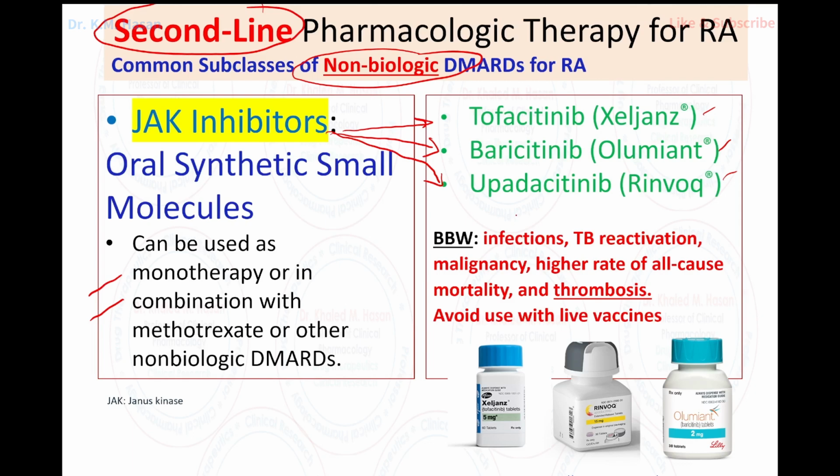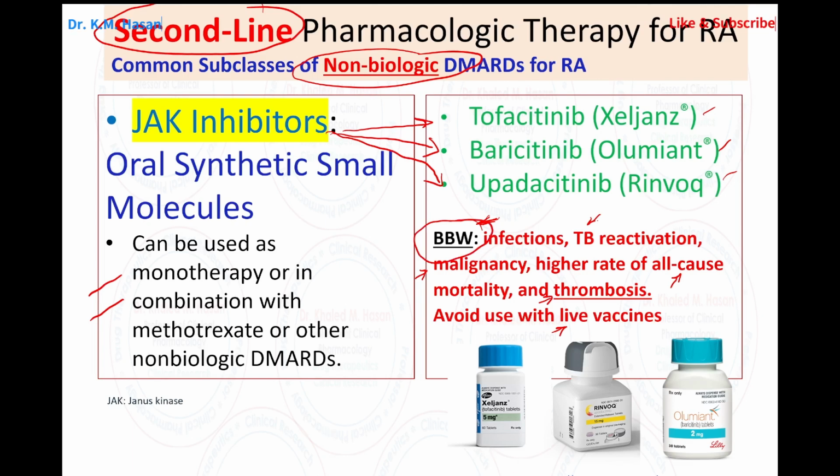This medication may predispose the patient to infections. If the patient suffers from tuberculosis, this medication may reactivate the tuberculosis. This medication increases the risk of malignancy. This medication increases the risk of all-cause mortality. This medication may increase the risk of thrombosis, and we need to avoid live vaccines in these patients. So in the black box warning here, we need to review it for the patient.